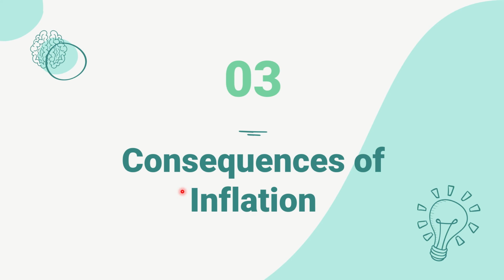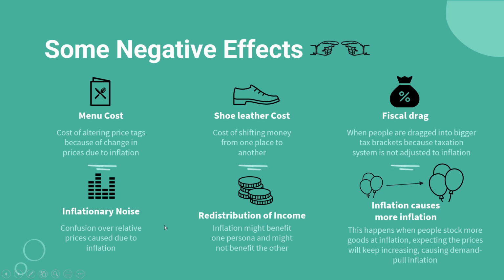Next we have the consequences of inflation. So what happens when inflation actually takes place in an economy? There are always two parts to it, negative and positive. Every coin has two sides, right? So first we'll look into the negative consequences of inflation. These are the six types of negative effects of inflation. So first is menu cost.